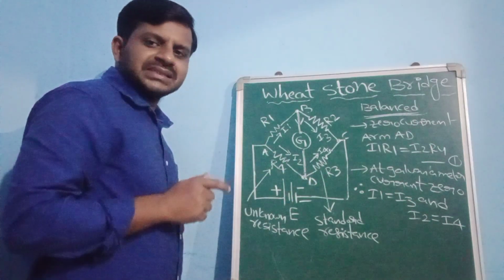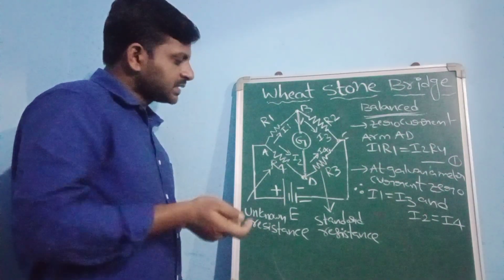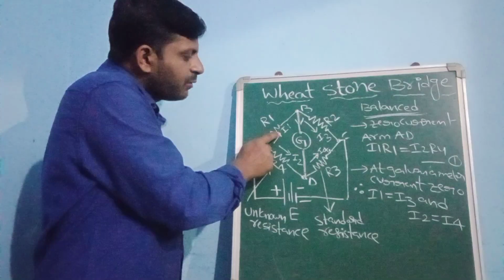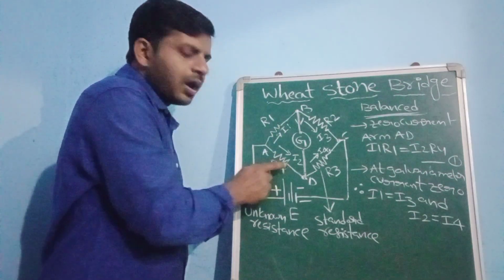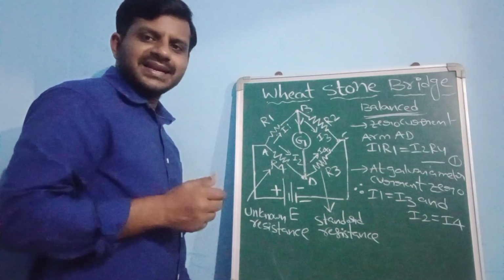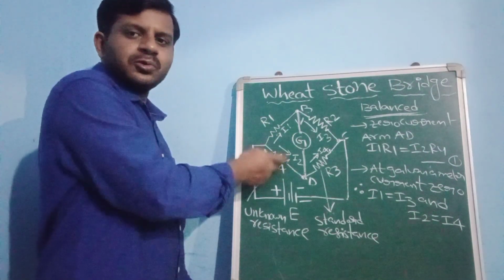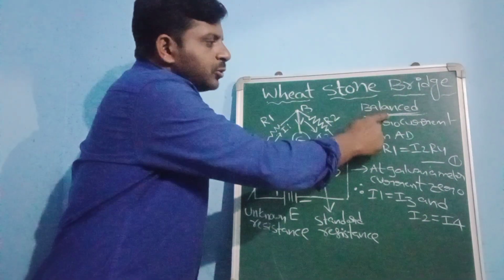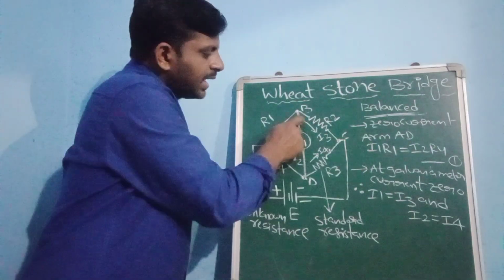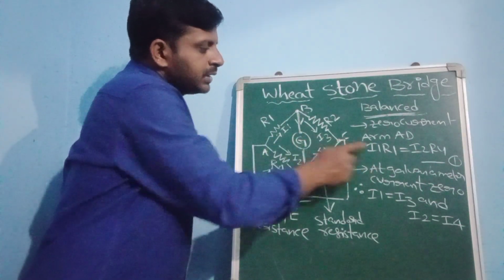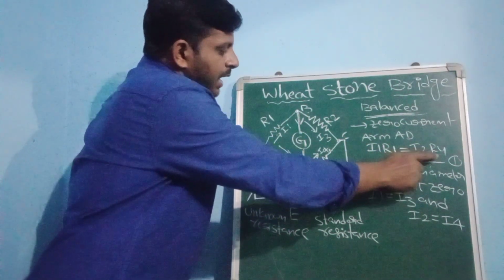So whenever the bridge is in balanced condition, the potential across A to B as well as A to D is given, according to Ohm's law V is equal to IR, as I1 into R1 is equal to I2 into R4. Like that we can write those two expressions. So those are the balanced condition equations. Current flowing through the galvanometer is 0, then I1 R1 is equal to I2 R4.